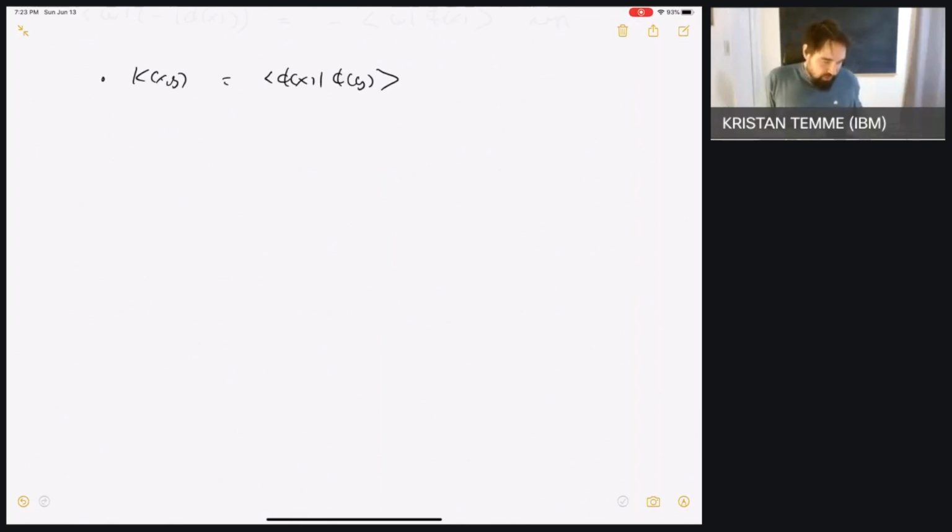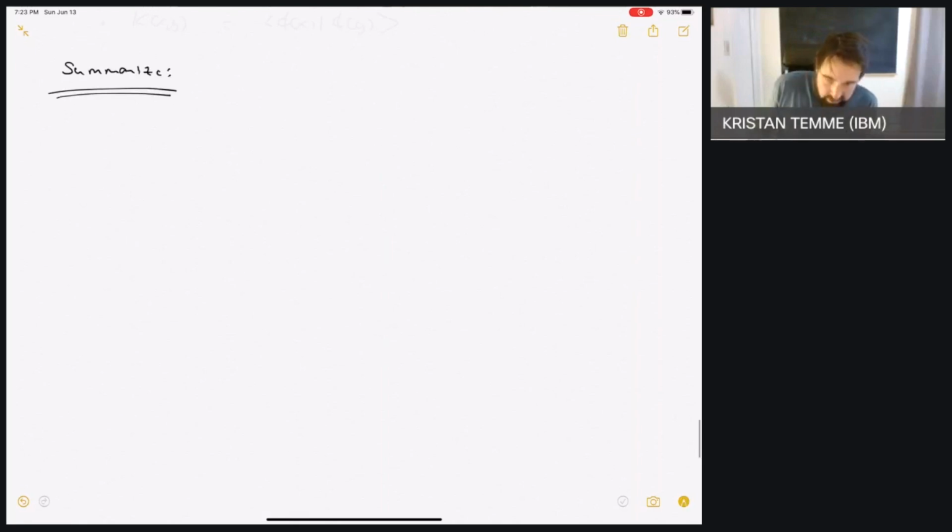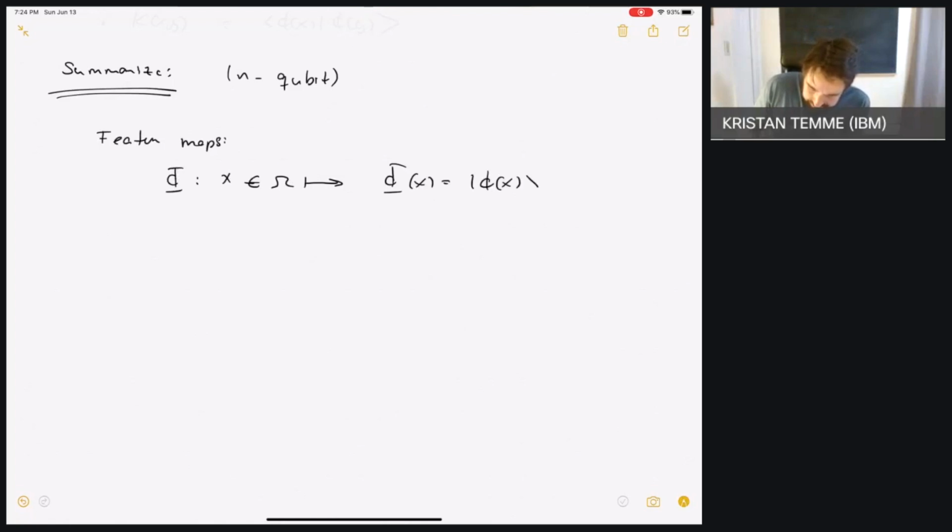Okay, so now let me summarize the general n-qubit feature space, right? The feature mappings that we consider are the following. Let's take some data from your data space and assign it to some quantum state, so a rank 1 projector, by applying some unitary circuit U of X. We'll talk a bit about that unitary circuit U of X.